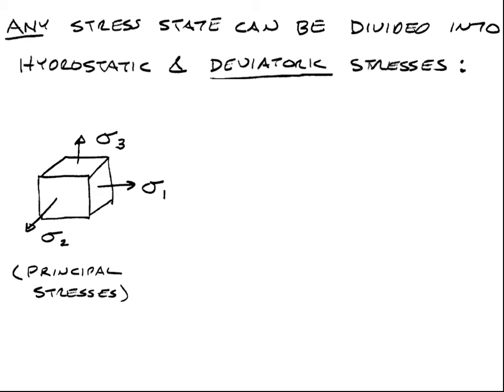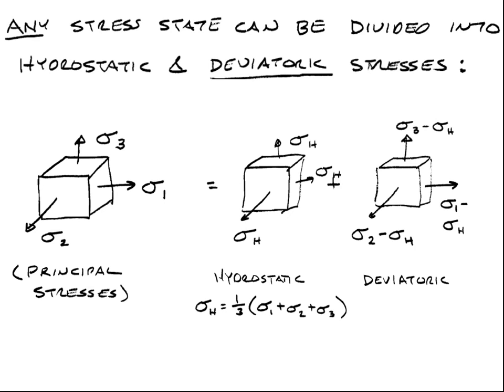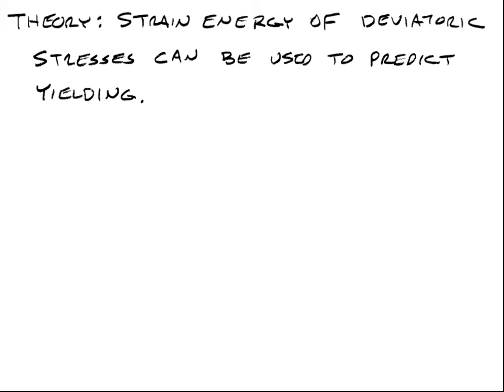So here, we'll do it in terms of principal stresses. Here are the principal stresses, any particular stress state. We can divide it up into a hydrostatic portion, and in this case our hydrostatic stress is going to be the average of those three normal stresses in a state of 3D, and the deviatoric then is just the difference between the two. And so this theory, the von Mises theory, says that if we look at the strain energy of that deviatoric stress, that's our predictor of yielding.